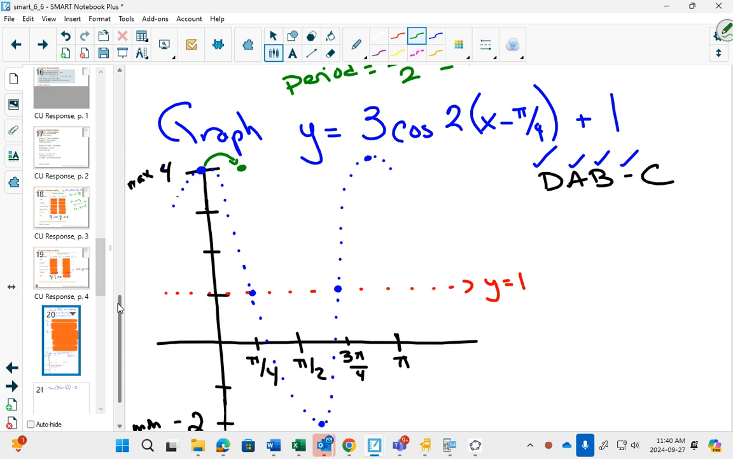Sometimes you have to add a label, like in the example we did earlier today, we had to add the pi over 6, and then you'd have to add marks for each of those. This time, moving it pi over 4 to the right, you will have to add 1 ticky mark to the right of the last one, because each of these points is going to get moved over 1 spot, pi over 4 to the right. And now we have our 5 new points.